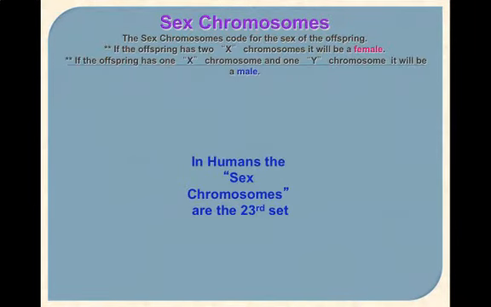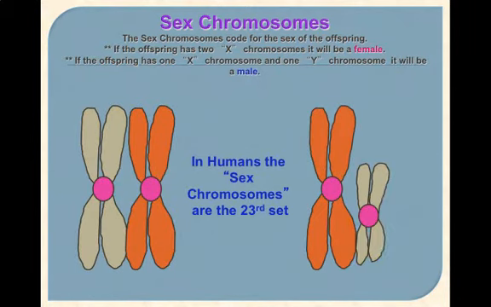So the sex chromosomes code for the sex of the offspring. If the offspring is going to have 2 X's, it will be female. If it has 1 X, it's going to be a male. In humans, the sex chromosomes are the 23rd set. In a female, they're going to look very similar. They're going to look like X's. They're going to be the same height and everything. But in males, there's going to be one that looks like a normal X, but then the Y chromosome is much smaller. There's not nearly as much genetic information upon that chromosome.